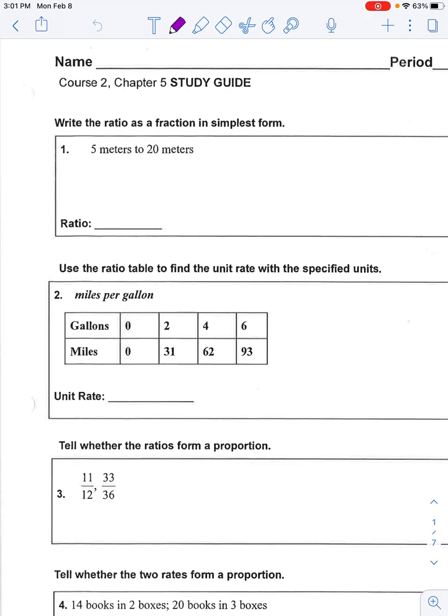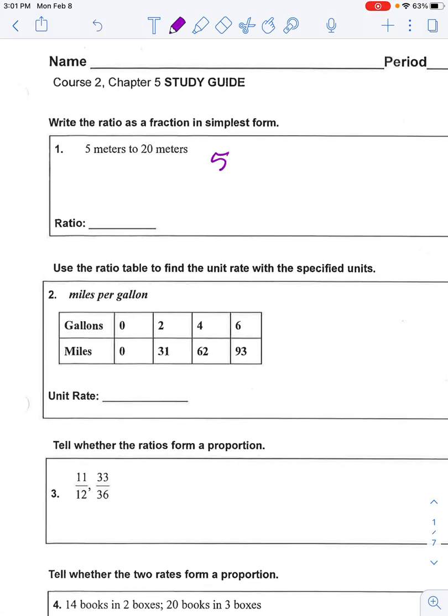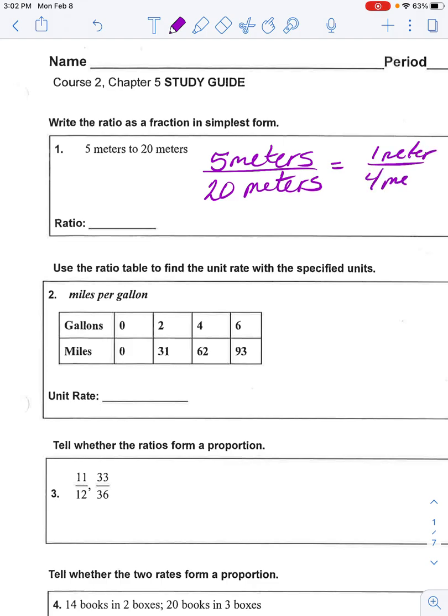Write the ratio as a fraction in simplest form. When I'm writing these, you need to have labels. These are not fractions. It's not 5/20ths. It's 5 meters to 20 meters. Simplified would be 1 meter to 4 meters.